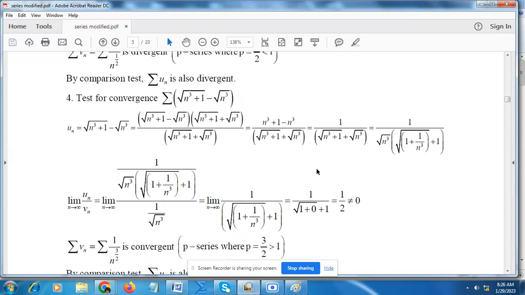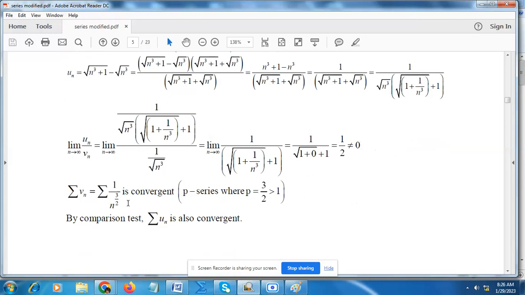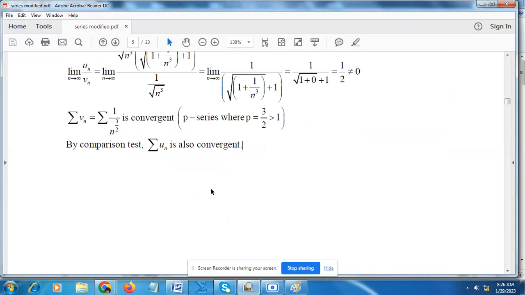And what is Vn here? 1 by root n cube. That is root of n cube, which is n power 3 by 2. It is convergent because p is equal to 3 by 2, which is greater than 1. By the comparison test, sigma un is also convergent.